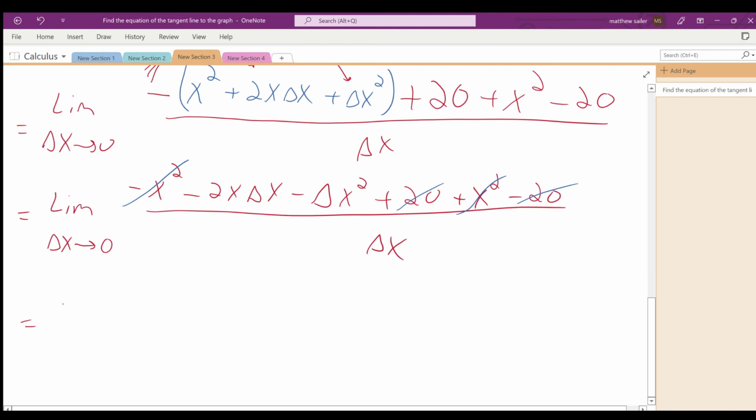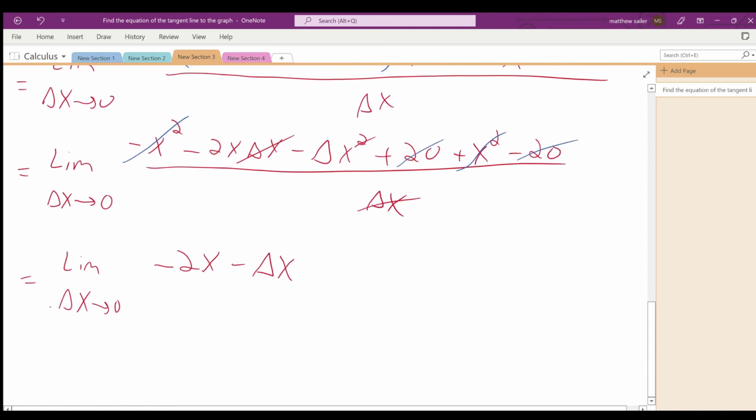and we are left with the limit as delta x approaches 0. Oh, and this delta x and this delta x cancel out, and that delta x also cancels with one of those. So we are left with the limit as delta x approaches 0 of negative 2x minus delta x.